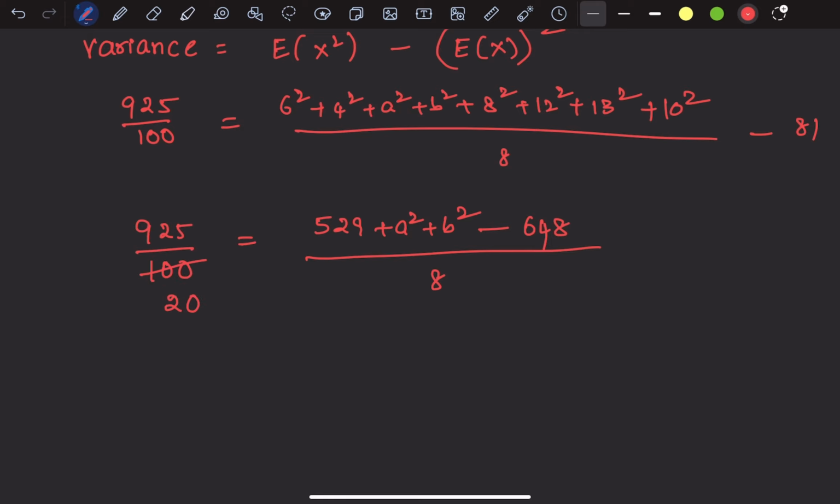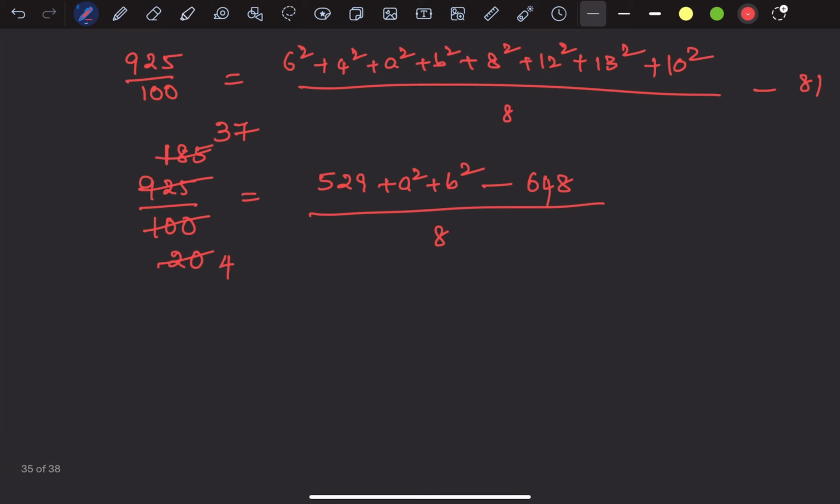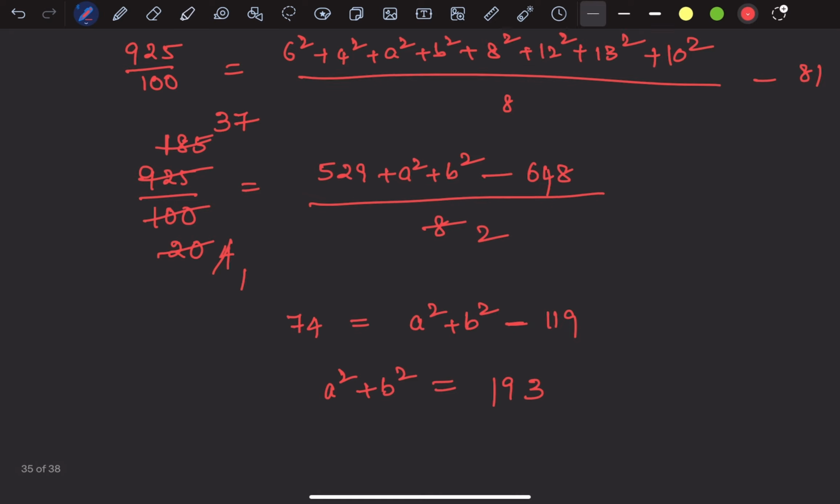So 5 2s, 5 zeros, 5 1s, 5 8s and 5 5s, 5 4s, 5 3s 15, 5 7s 35. So this is 37 by 4 and 4 1s, 4 2s. So 37 2s is 74 is equal to a square plus b square minus 648 minus 529, which will be 119. Alright, a square plus b square is equal to 119 plus 74. So that is simply 193.